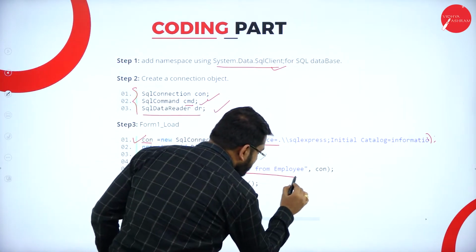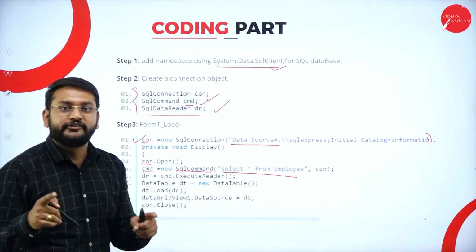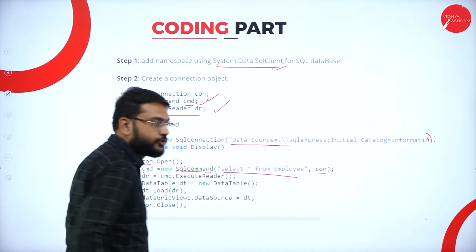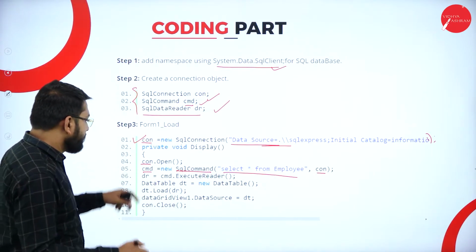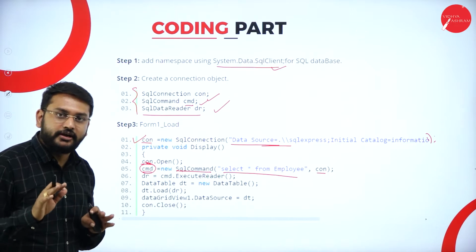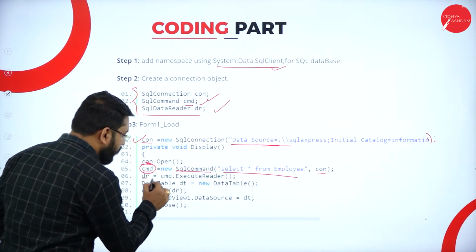I am passing the entire query as the first parameter. Along with that, I will also pass this connection object. So both the things I'm passing. That is stored in the CMD. That's a command object that I've created. Then after that, observe here what I have.